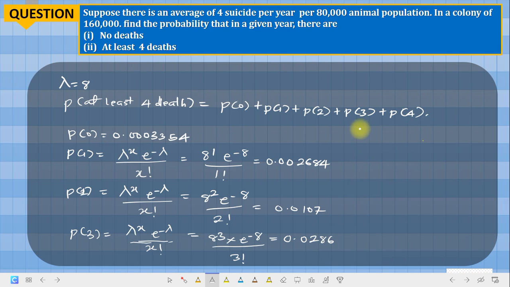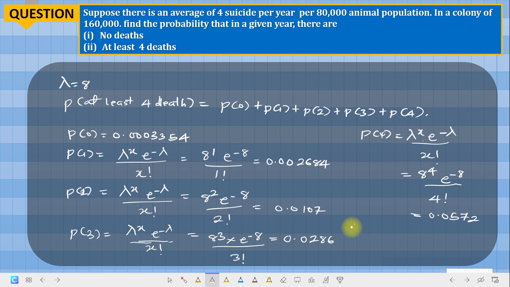0.0286. And finally, the probability of 4 deaths in a year will be equal to, where's the formula? Lambda raised to the power of x, e raised to the power of minus lambda all over x factorial, and that will give us, where's our lambda? 8 raised to the power of x, which is 4, then e raised to the power of minus 8 all over 4 factorial. If you punch this in your calculator, you are going to have 0.0572. So overall, what are we going to have?